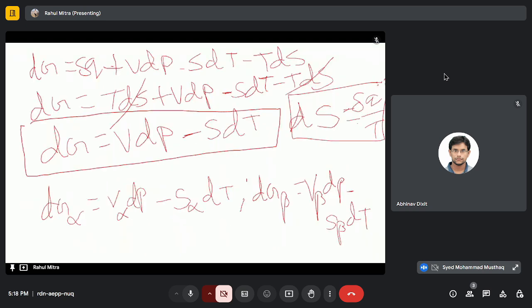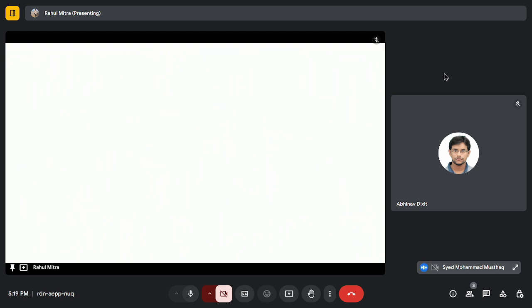So dG beta is equal to V beta times dP minus S beta times dT. So now the next question is how the lattice parameter is going to affect the melting temperature of metallic nanoparticles. If we have a gold bulk material, for example, if I have 1 kg of a gold block, it has a certain fixed melting temperature.